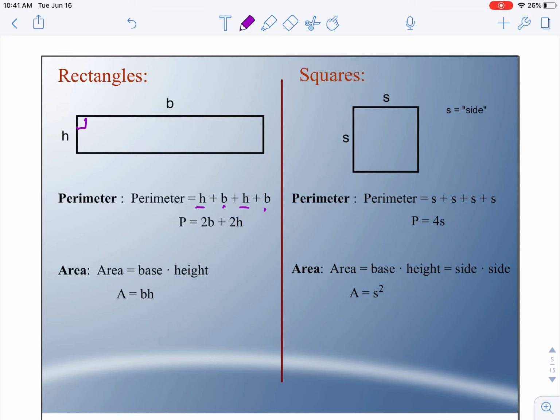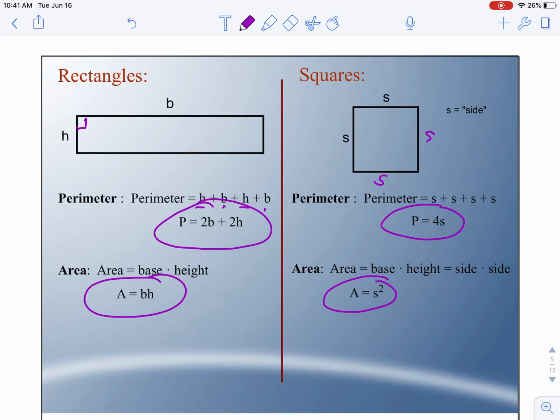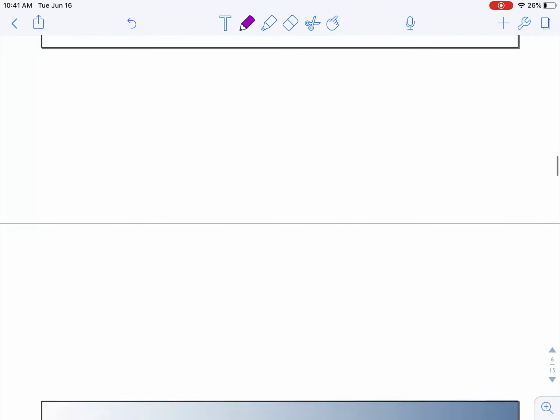Remember, the height always has to be perpendicular to the base. In a square, since all sides are the same, we just add up all the sides, s plus s plus s plus s, which gives us the perimeter equals 4 times s. And for area, it is like base times height still, so side times side, which is side squared. So these formulas probably are pretty familiar to you.